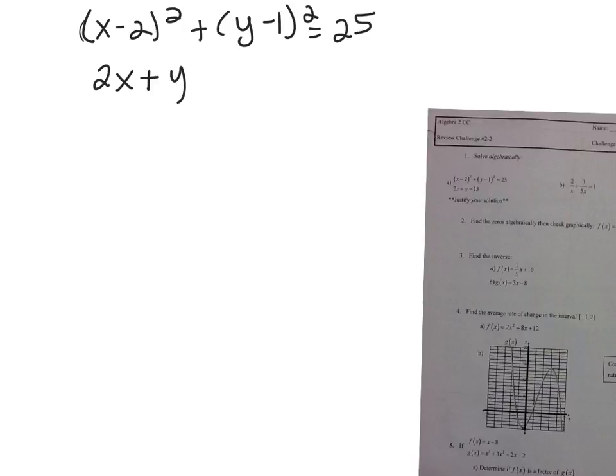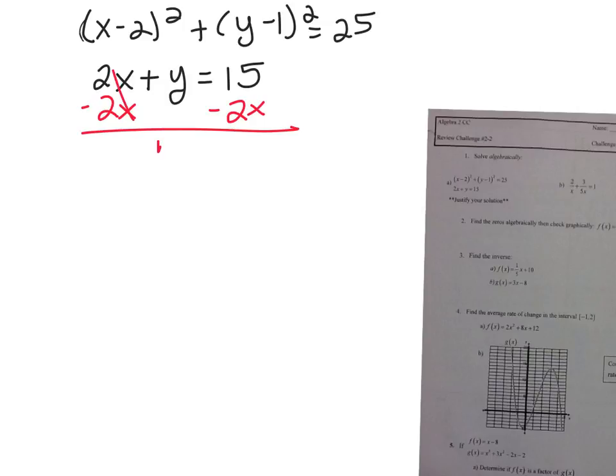Okay, so here's my first equation, (x - 2)² + (y - 1)² = 25. And then I have 2x + y = 15. Okay, so what we want to do is put the linear, which is the second one, in y equals form so that we could do a substitution. So minus 2x, and I get y = -2x + 15.